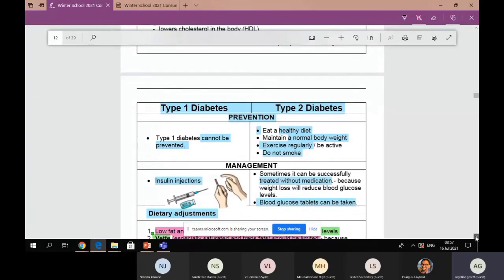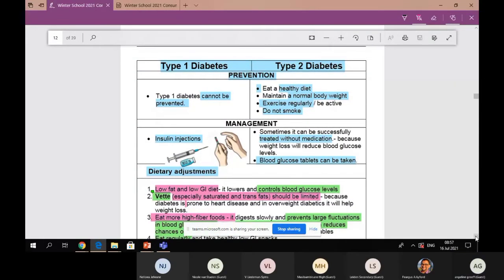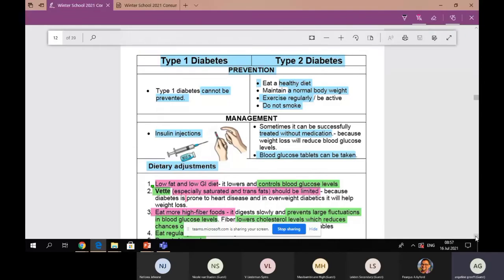But what is important for us is the prevention. Okay, but what you need to know, with type 1 diabetes, it cannot be prevented. With type 2 diabetes, if we can manage it better, it can be prevented, first of all, with a healthy diet, maintaining normal body weight, exercising regularly, and then you'll see they do not smoke. Okay.